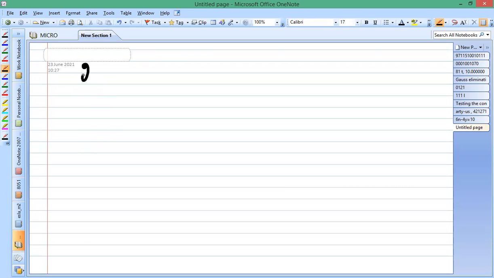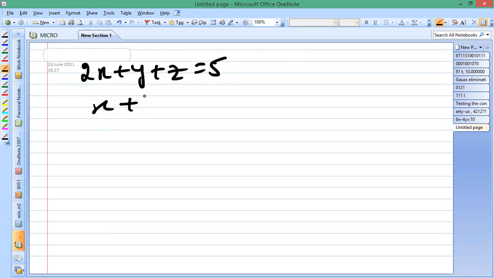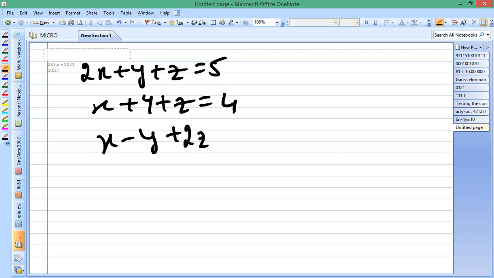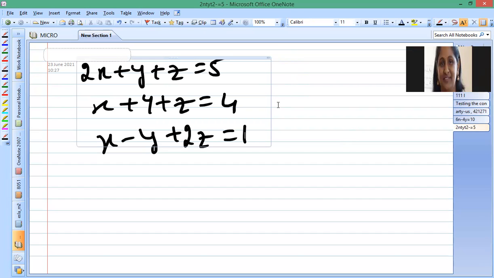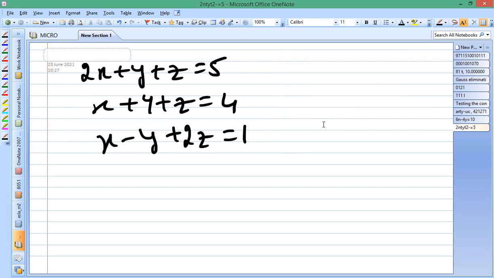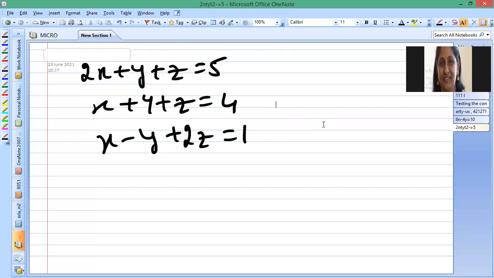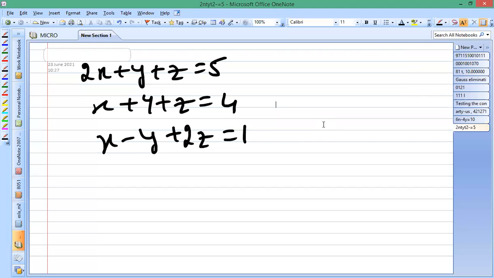Consider the equations 2x plus y plus z is equal to 5, x plus y plus z is equal to 4, x minus y plus 2z is equal to 1. Considering these equations, check whether the system is consistent or not. If they are consistent, solve in order to get the values of x, y, z.